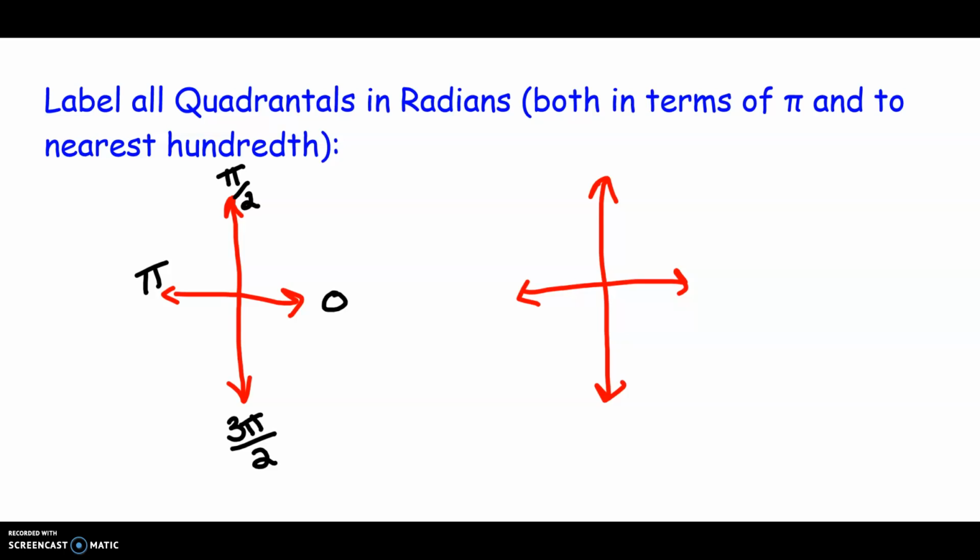Okay, so we finished the last one with labeling the x and y axis with radians in terms of pi. That piece is already taken care of. But now we have to do it to the nearest hundredth. So let's recall what pi is equal to. We know pi is equivalent to 3.14, and some of you even know further, but to the nearest hundredth, we can label this 3.14, okay? And you should be comfortable with that. So that means that 180 degrees is the same exact thing as pi radians, or 3.14 radians.